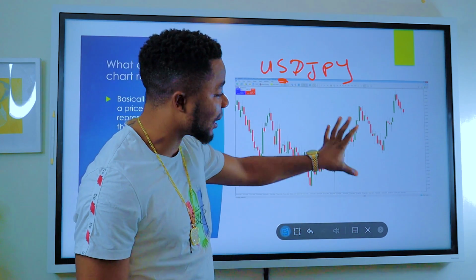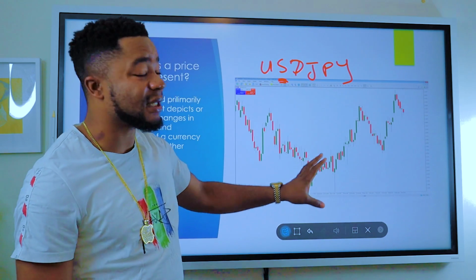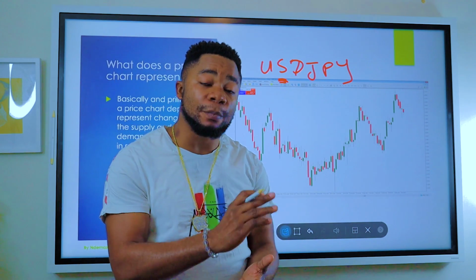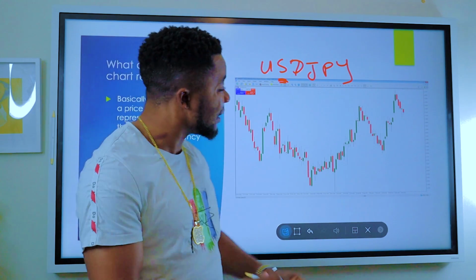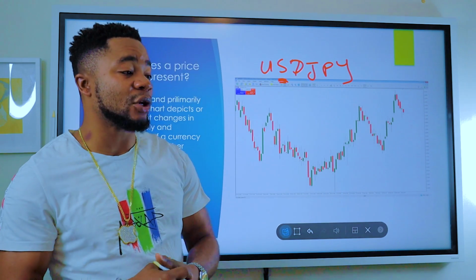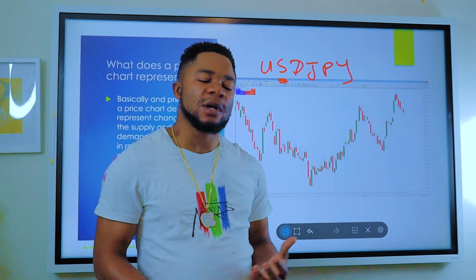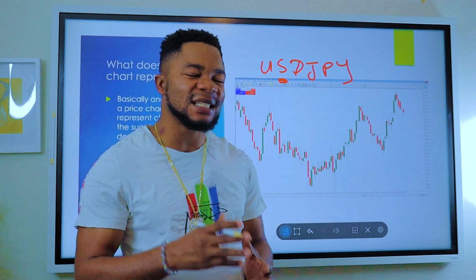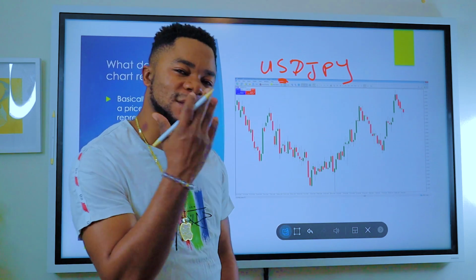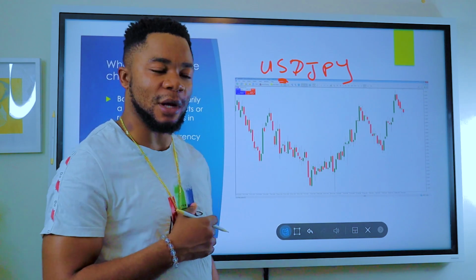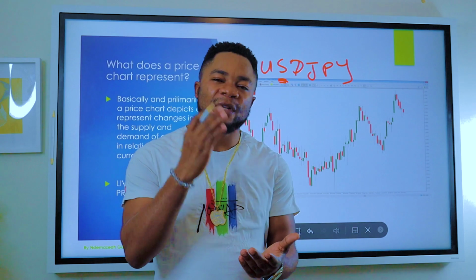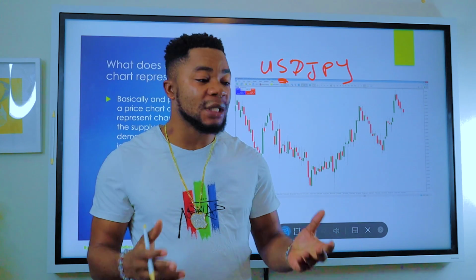Any other action that is taking place on this chart represents the demand and supply of that particular base currency. All right, let's start with the United States dollar. Let's take a situation where the supply for the United States dollar is more than the demand for the United States dollar. The supply of the United States dollar just stands for the printing.